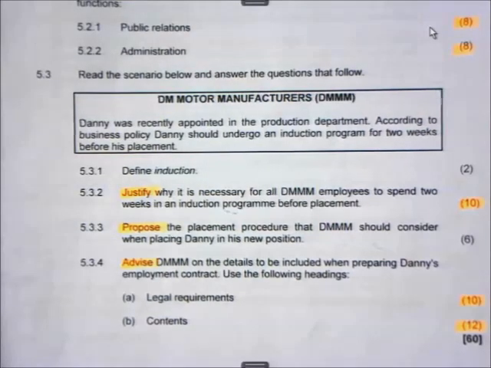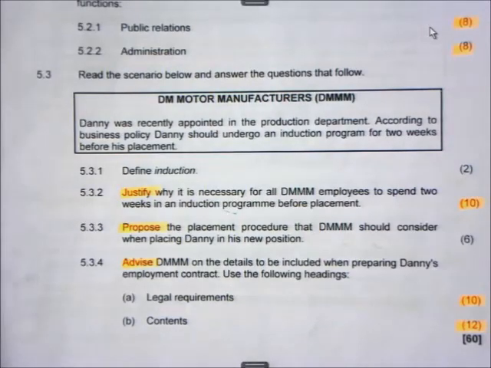simple question. And then lastly, 5.3.4, advise DM Motors on details to be included when preparing Danny's employment contract. Use the following headings. 1, legal requirements, 10 marks. 2, contents of the contract, 12 marks. I must tell you, candidates could not differentiate between legal requirements and contents of the contract. And the 2 there carried 22 marks, as you can see.